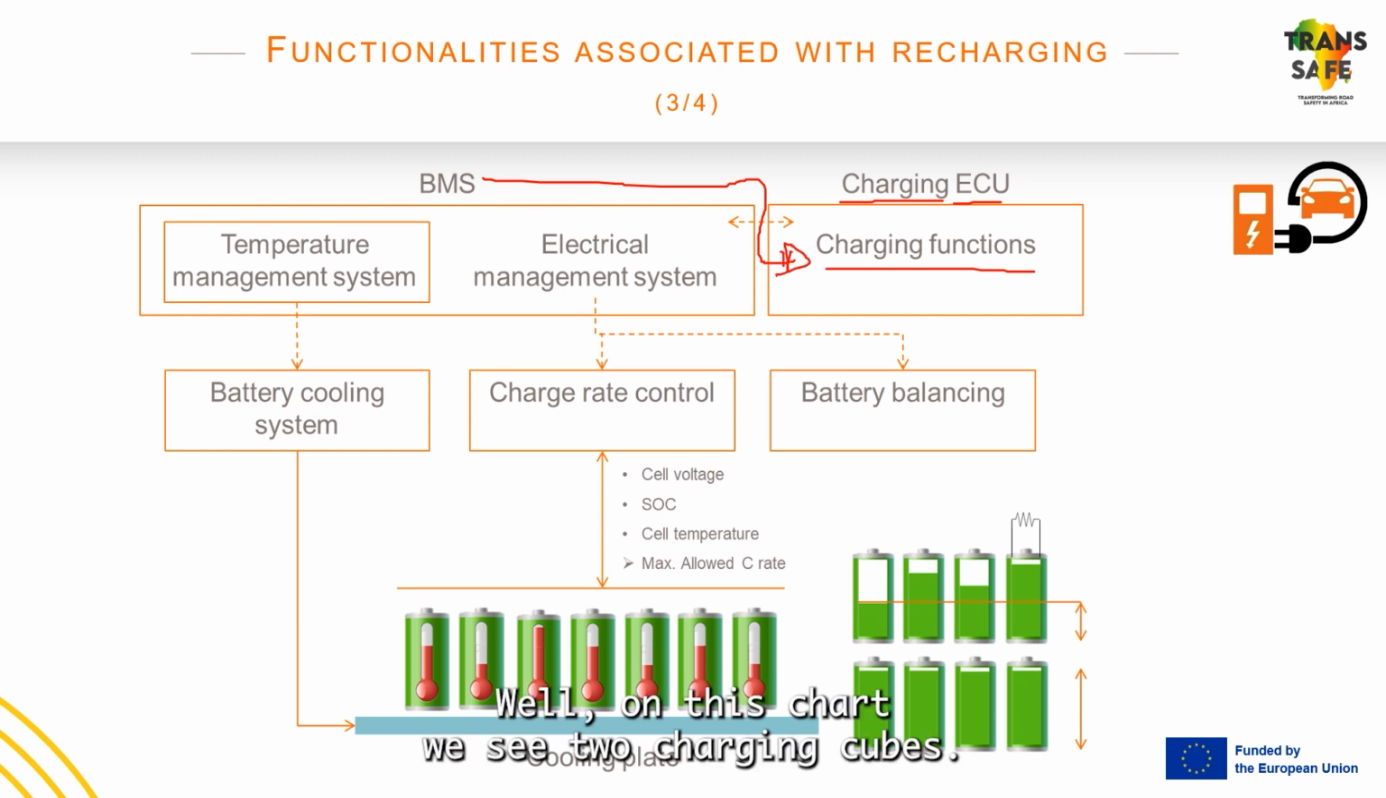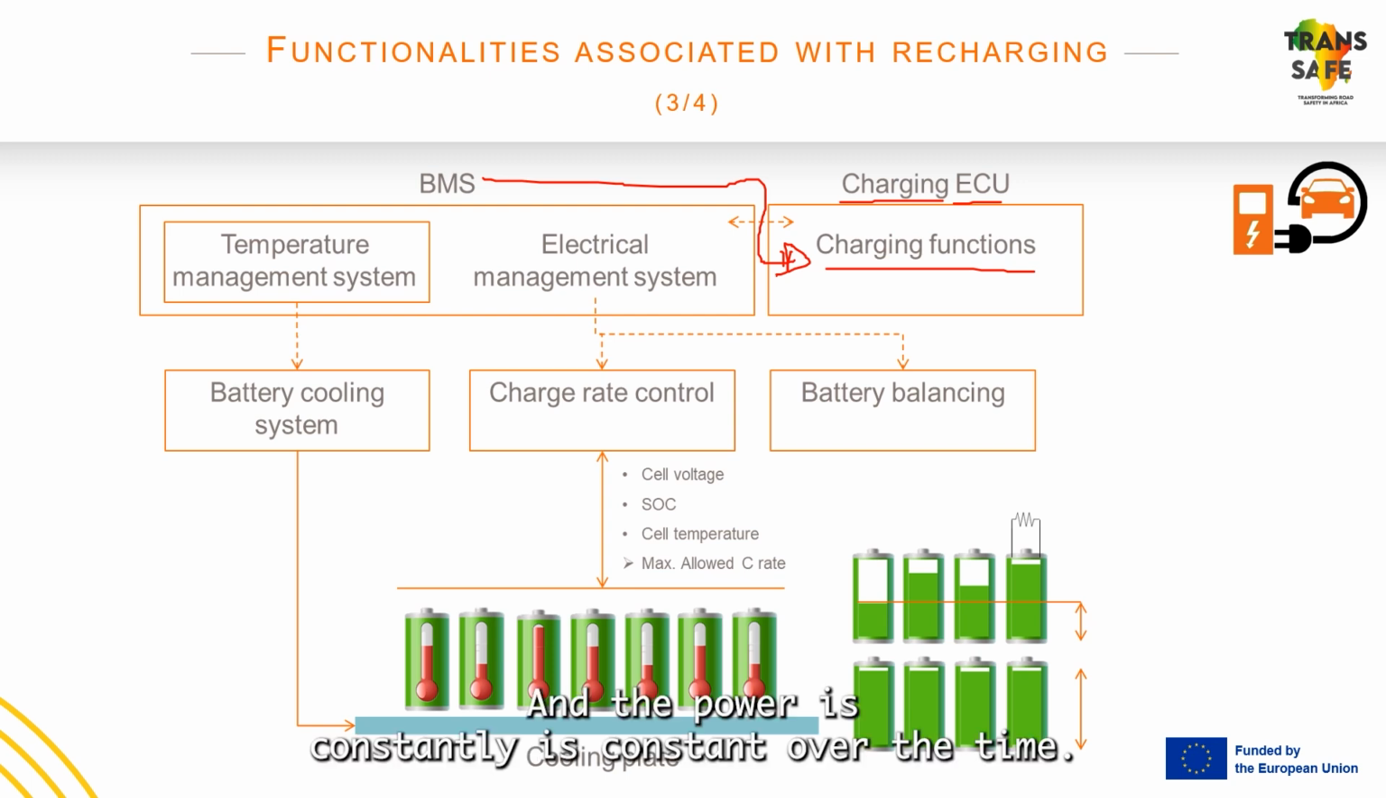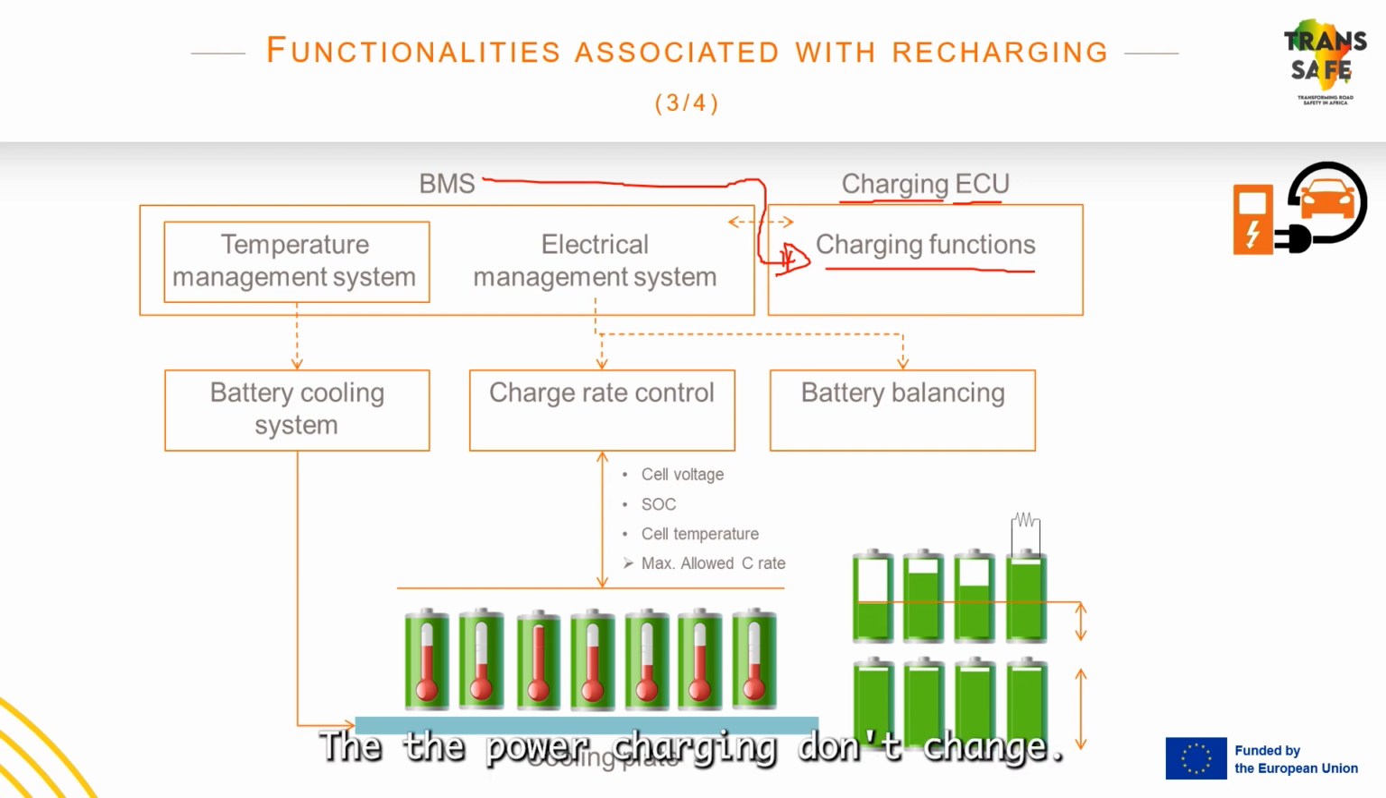On this chart we see two charging curves. The blue curve shows the power over time at 50 kilowatts. The power is constant over time, from 30% to 100%. The charging power doesn't change.